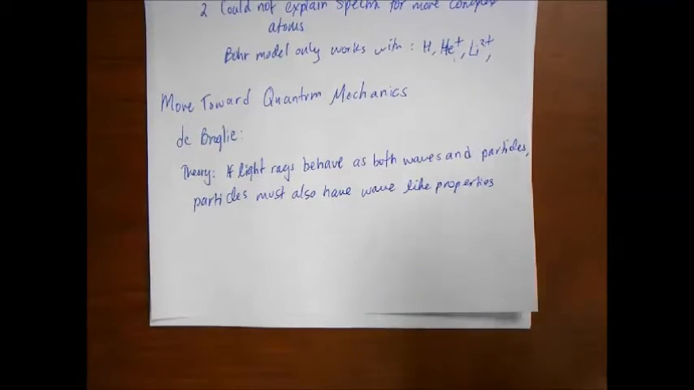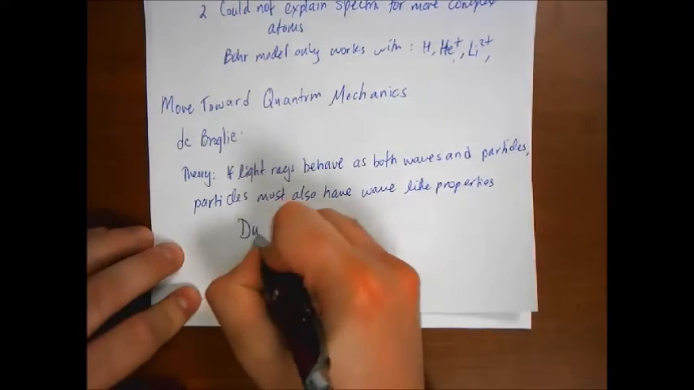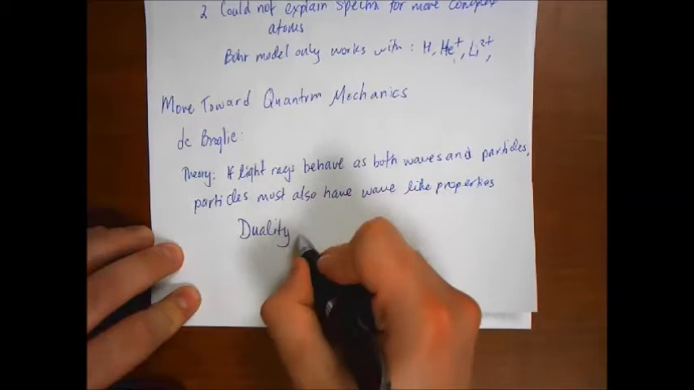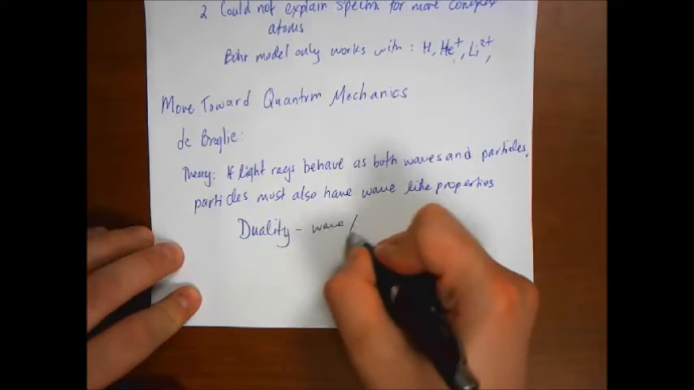So what this meant was that waves must have some particle-like property in order for them to interact with particles, which must also have some wave-like property. And this is going to make more sense in a few minutes as we continue on in the chapter. But the important thing to understand is that there's this idea of a duality. And by duality, I mean that there is a wave-particle duality.